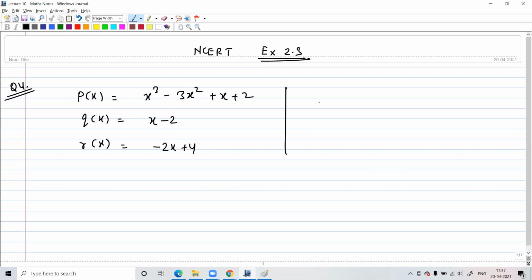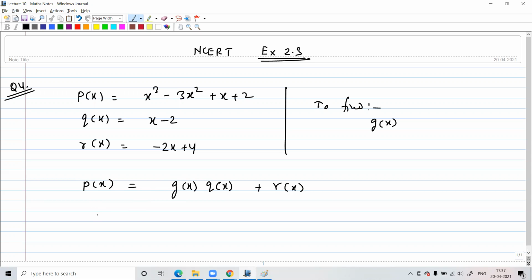Now they're asking you to find g(x). How do we do that? It's very simple. Just write the division algorithm. Division algorithm says that p of x should be equal to g(x) into q(x) plus r(x).